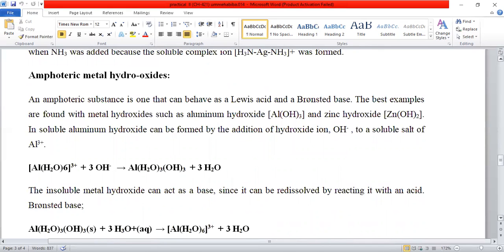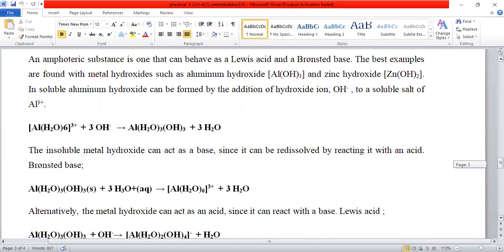Now we'll discuss the behavior of amphoteric metal hydroxides, which is the second part of this practical. An amphoteric substance is one that can behave as both an acid and a base. The best examples are formed with metal hydroxides such as aluminum hydroxide and zinc hydroxide. Insoluble aluminum hydroxide can be formed by the addition of hydroxide ion to a soluble salt of aluminum ion.